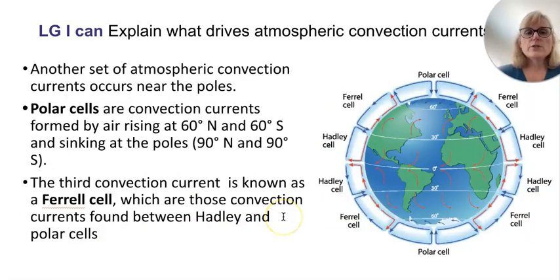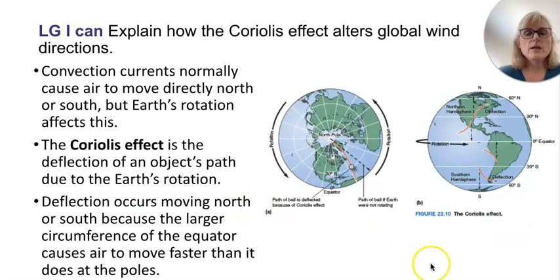The other two currents are called the polar cells, which surround the North and South Pole, and the Ferrel cells, which go from 30 degrees to 60 degrees North and South latitude. So you do need to know that. You need to know the polar cells, then the Ferrel cells, then the Hadley cells. So Hadley surround the equator, Ferrel is in between, polar surrounds the poles.